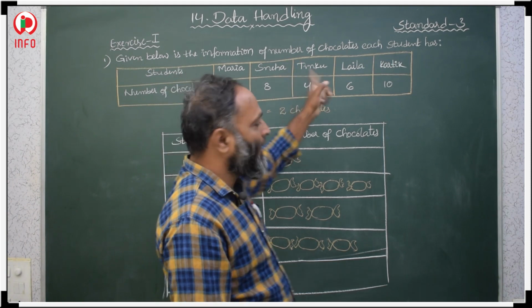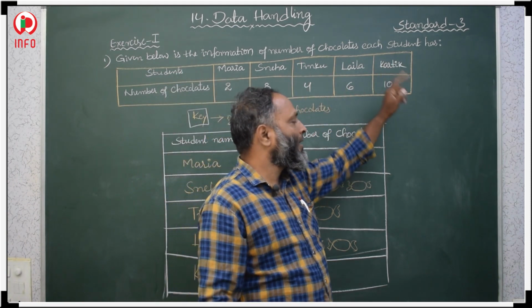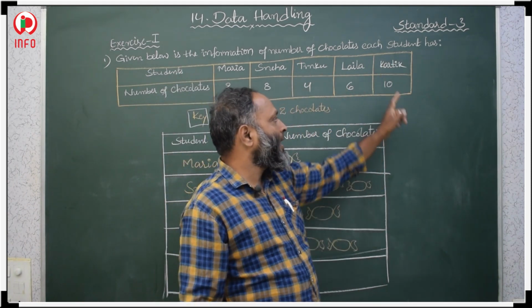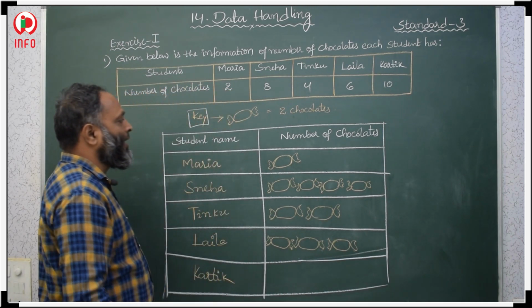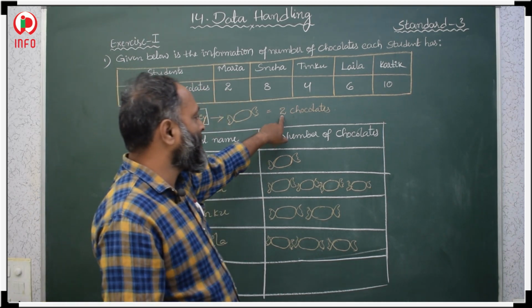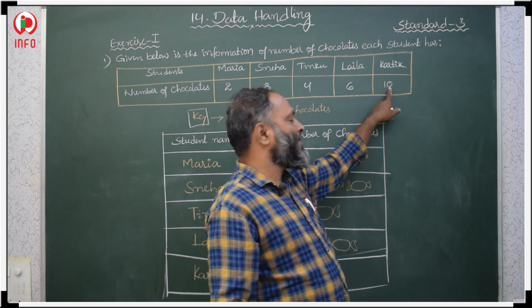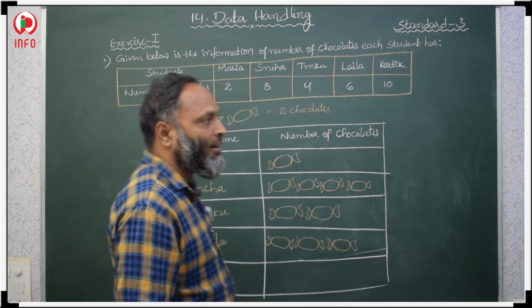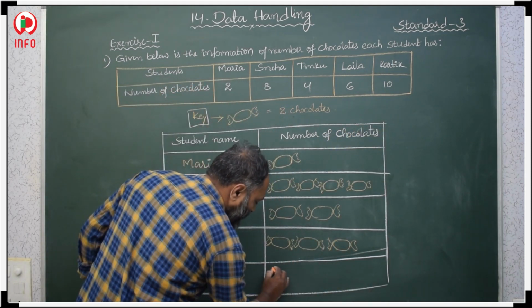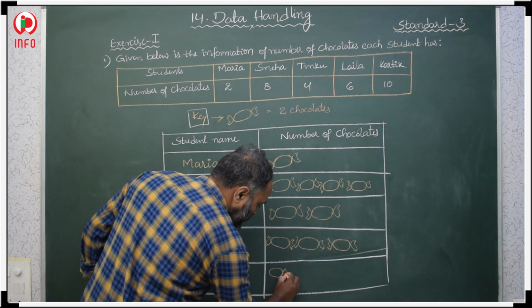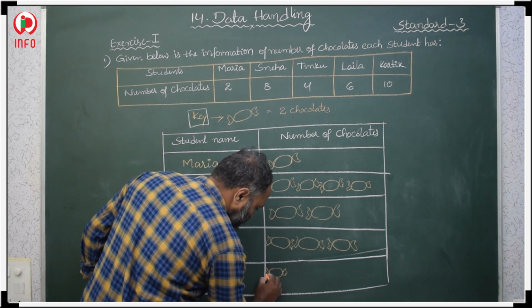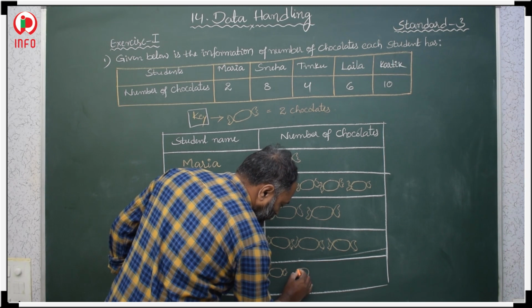Okay. Now Tinku is over, Laila is over, and after that Karthik. Karthik has 10 chocolates. In the 2 table, when do you get 10? 2 fives are 10, which means 5 chocolates we should draw. How many chocolates should we draw? 5 chocolates.